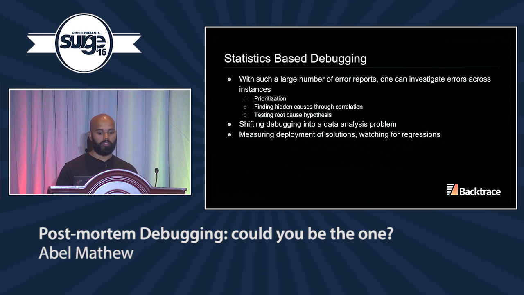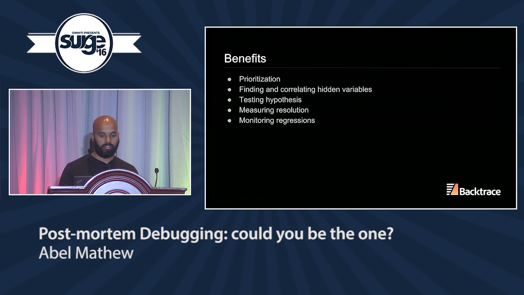And then the last part that was really cool is testing root cause hypotheses, which I'll talk about in a second. The really awesome part about this is that it was shifting debugging into a data analysis problem, which I talked about before. The last awesome part about statistics-based debugging is that they could release a solution and actually measure and see if the problem would continue to happen or if there were any regressions.